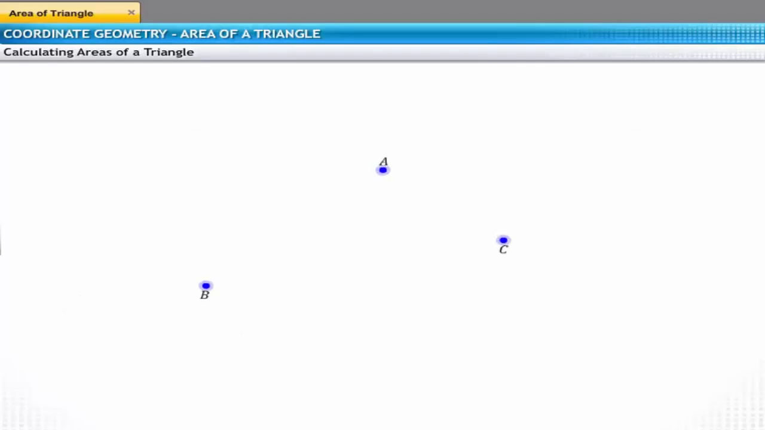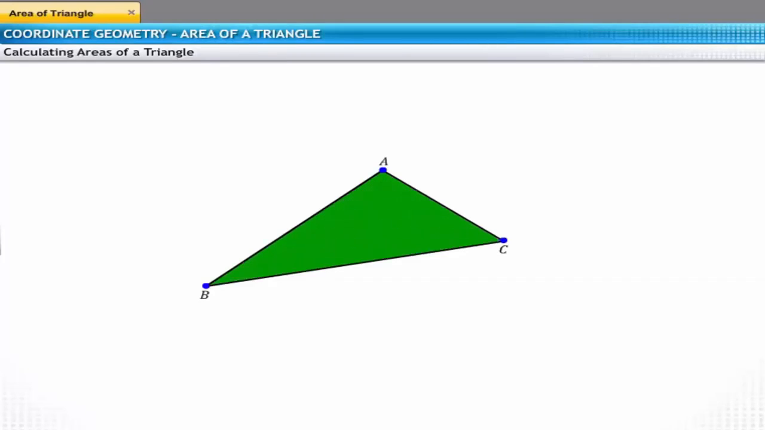Now look at this triangle. Oh, where is the triangle? All we can see here are 3 points, A, B and C. Let's join the points A, B and C. Here's our triangle ABC. Now, how do we calculate the area of this triangle?